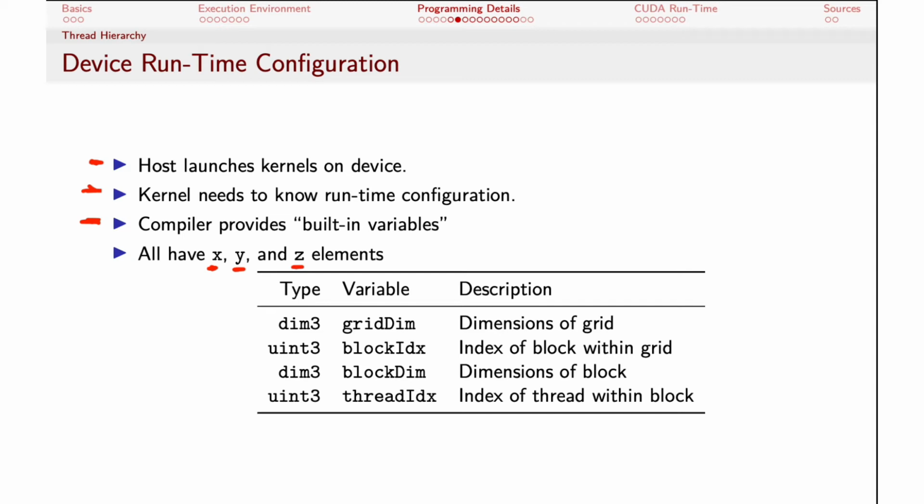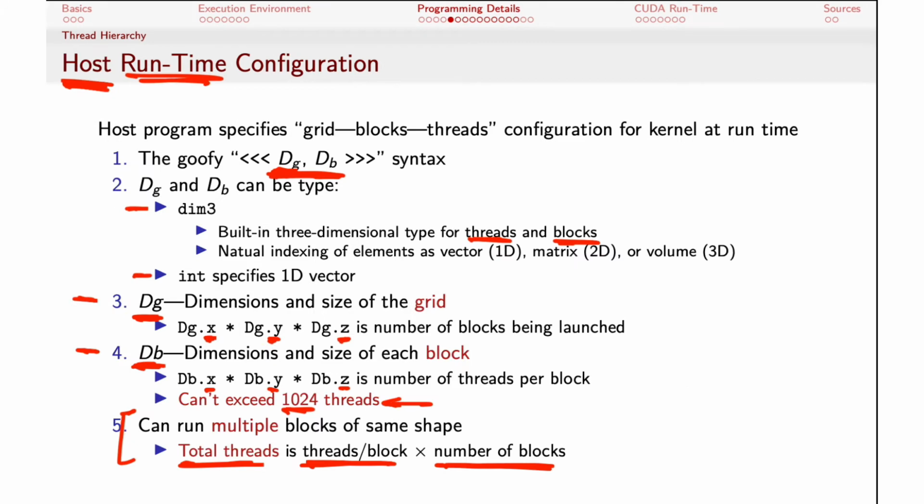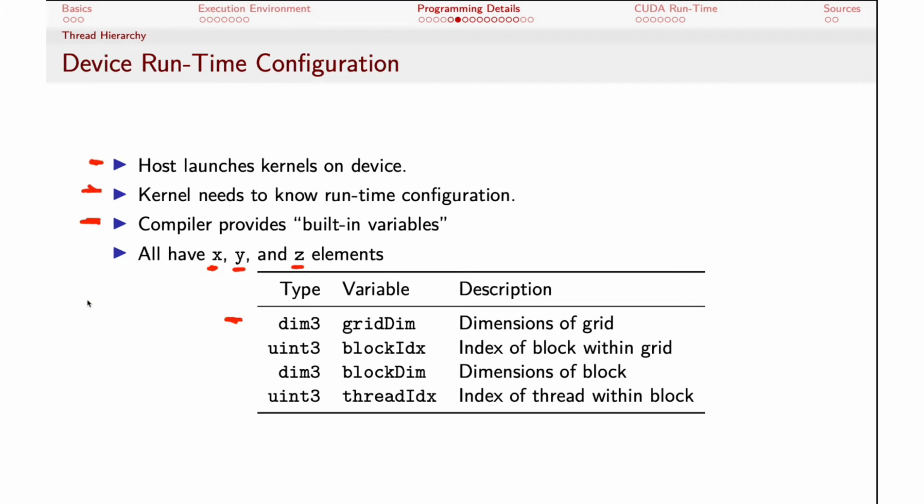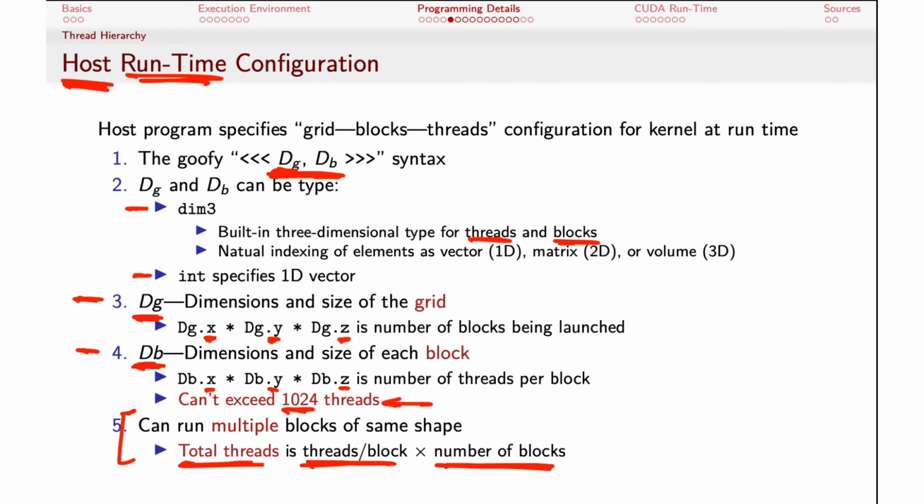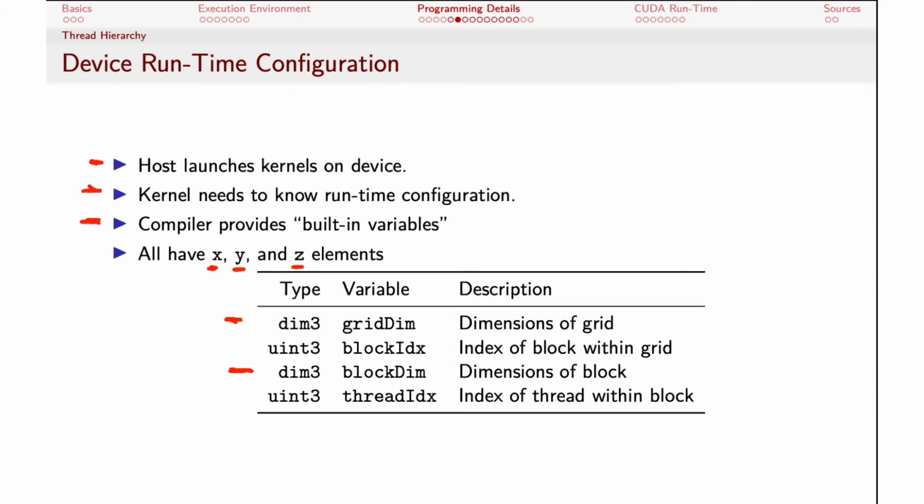So one's called grid dim, and that's the dimensions of the grid. It's basically the information that got passed in here in the d sub g argument. There's a corresponding block dim that's also a dim3 type, and that refers to basically the information that's being passed in to d sub b. Right, so the kernel can get a sense for the overall shape of the blocks within a grid and the threads within a block.